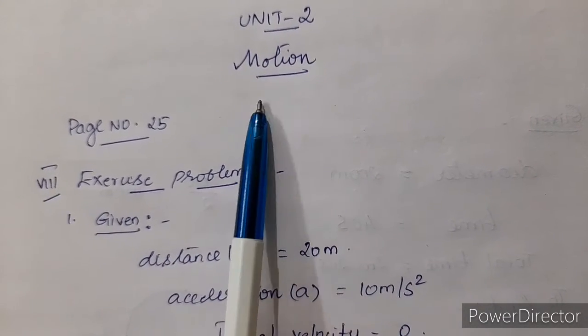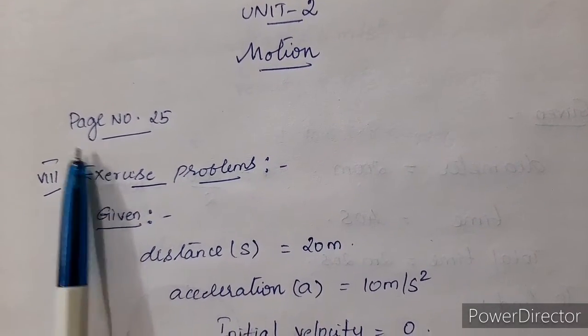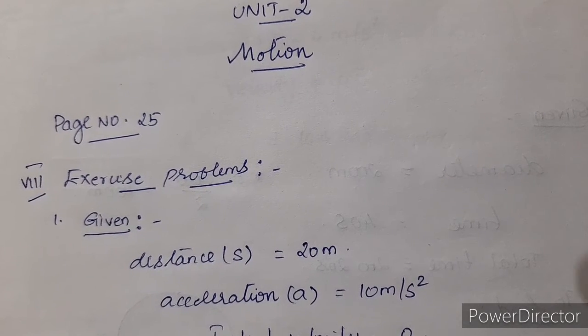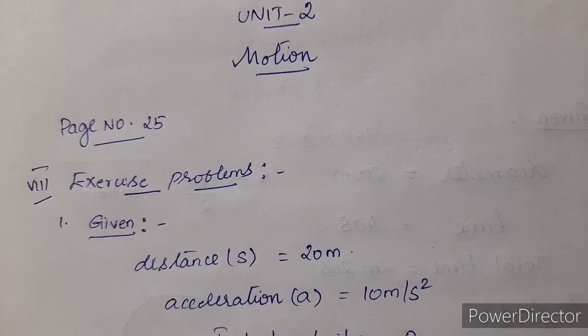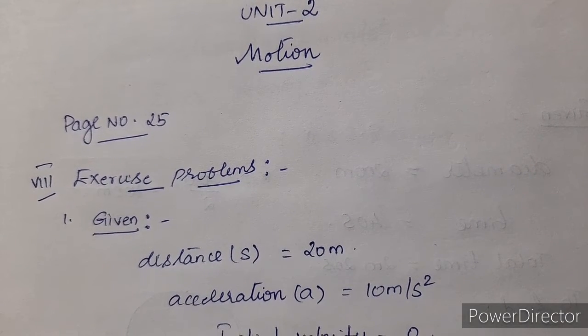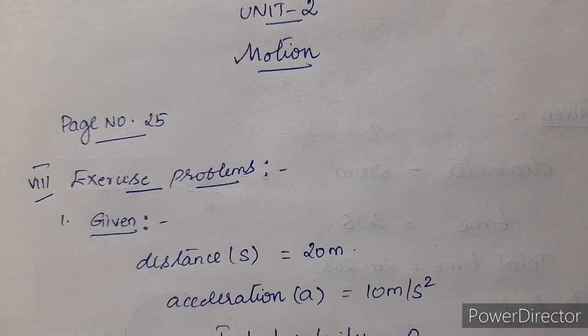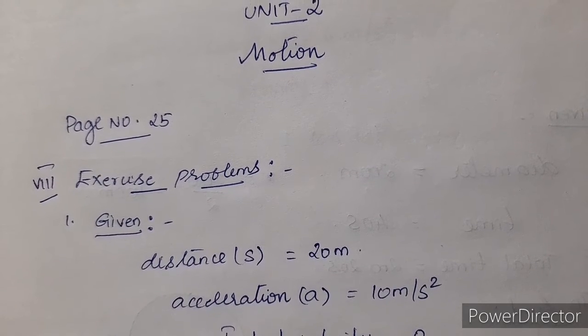Now let's move to the second unit, that is motion. Now for the questions you can refer page number 25. Now let's see the first question. The question is, a ball is gently dropped from a height of 20 meter. If its velocity increases uniformly at the rate of 10 meter per second square, with what velocity will it strike the ground?